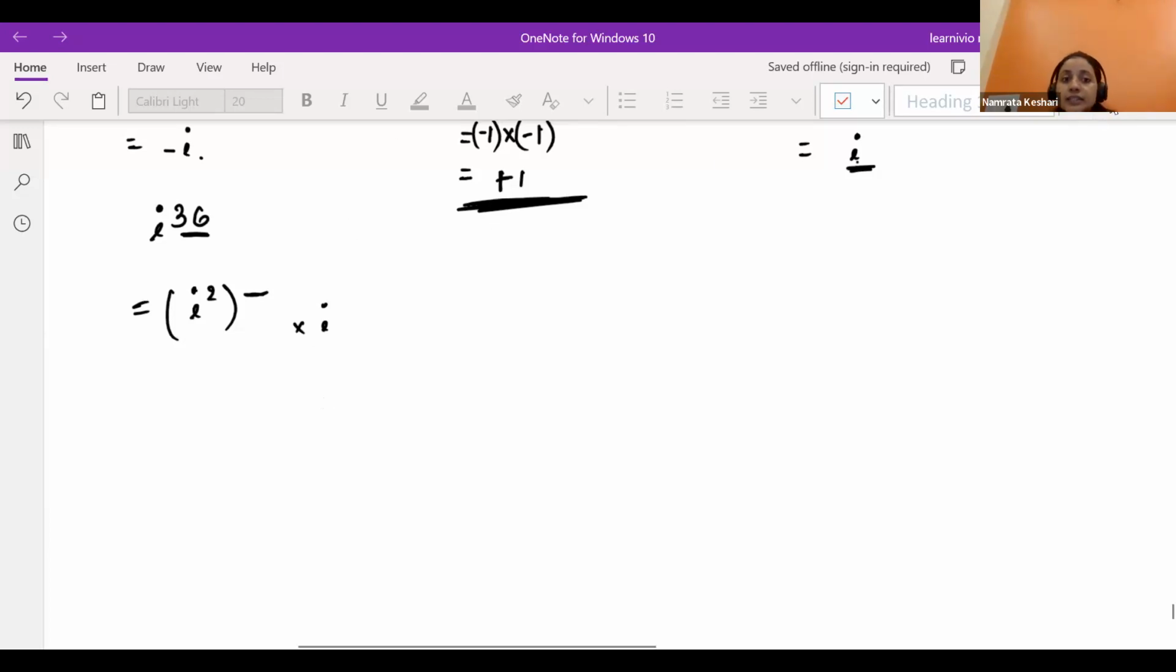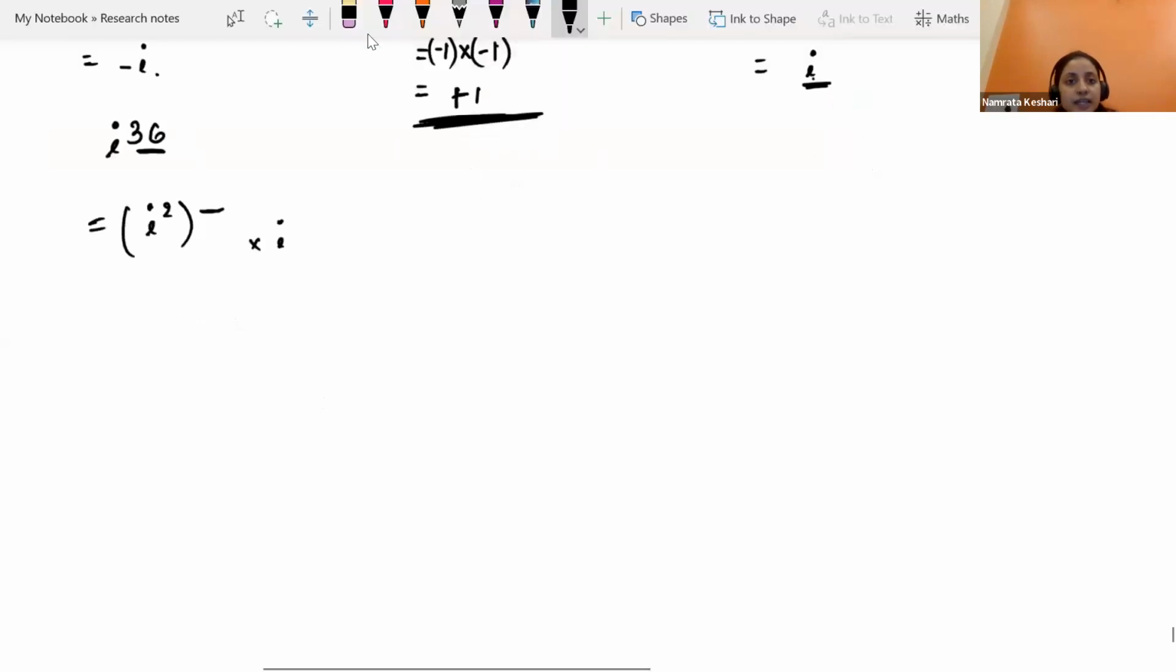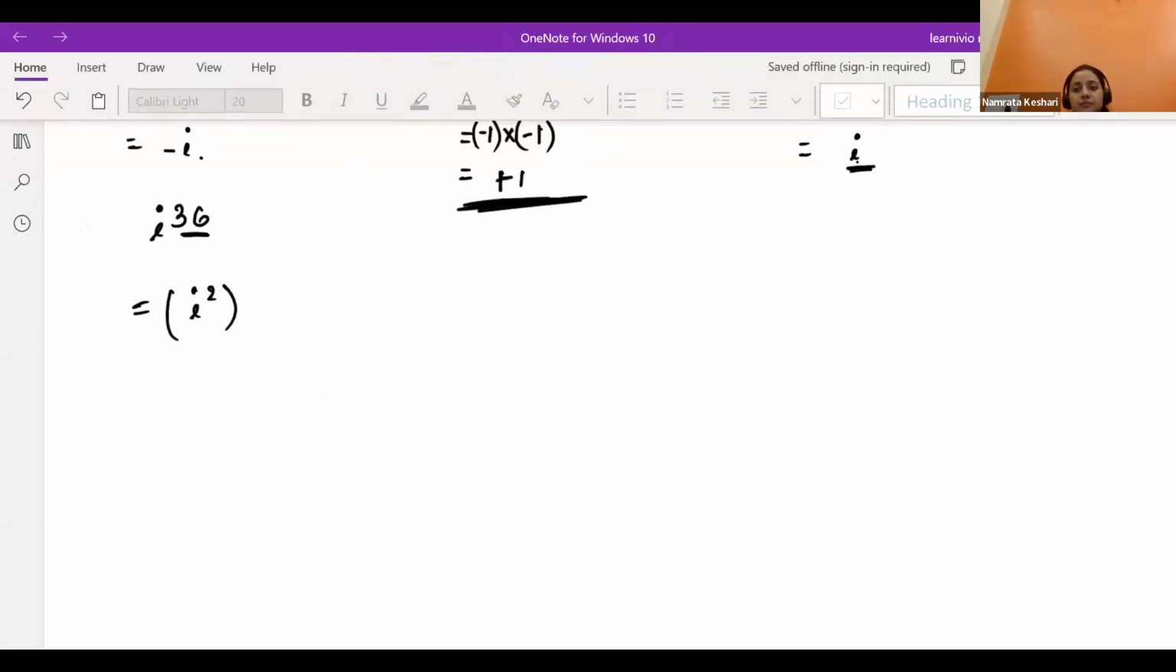I square to the power what is I to the power 36? Who will say? What can we write I to the power 36 as? I square to the power what? Divide 36 by 2, you will already get the number 18. I square to the power 18, when we do that, then we will be able to create I to the power 36.